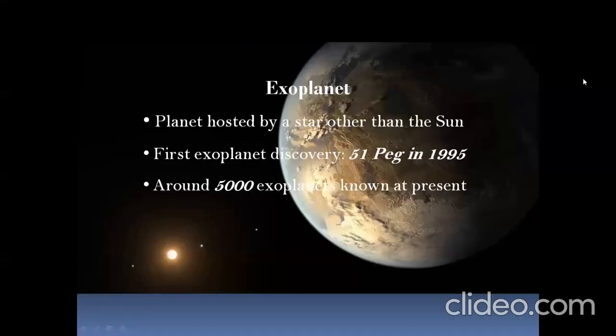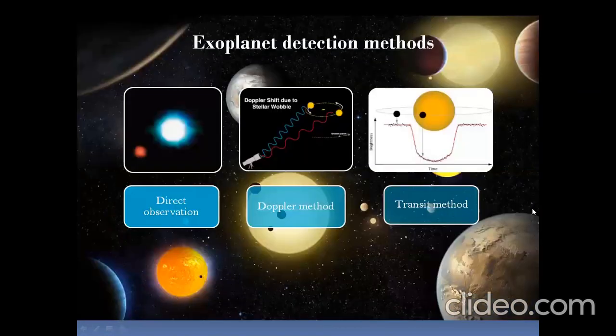An exoplanet is a planet hosted by a star other than the Sun. The first exoplanet, 51 Peg, was discovered in the year 1995. Today, around 5,000 exoplanets are known. The three prominent methods of exoplanet detection are direct observation, Doppler method, and transit method.